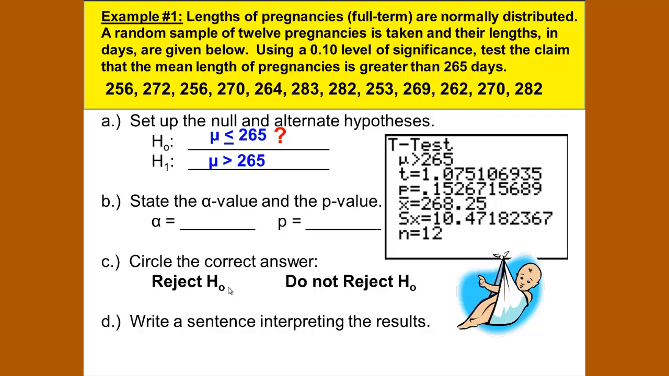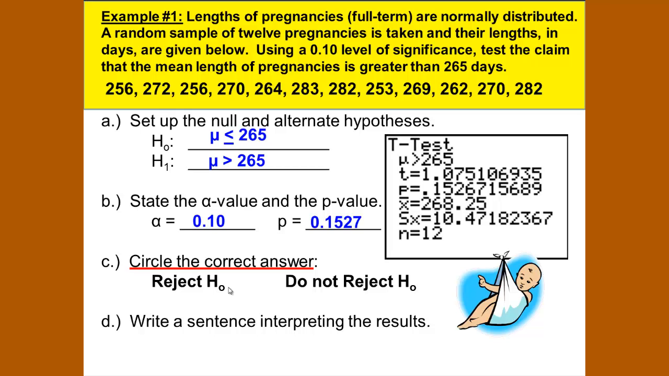We want to state then the alpha value and the p-value. The alpha value is the significance level given in the problem at 0.10 level of significance. The p-value comes from our t-test results from the calculator, and we can see that it was given to us on the screen as 0.1527.